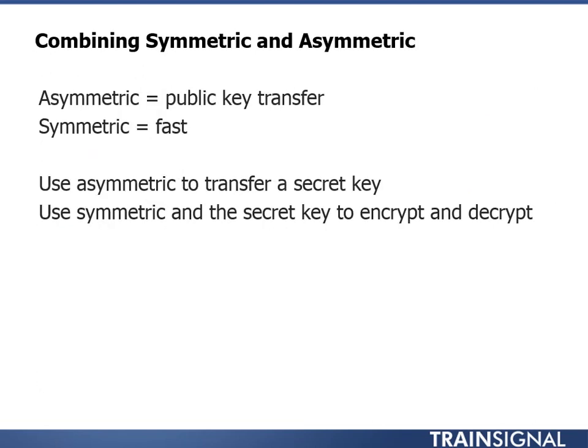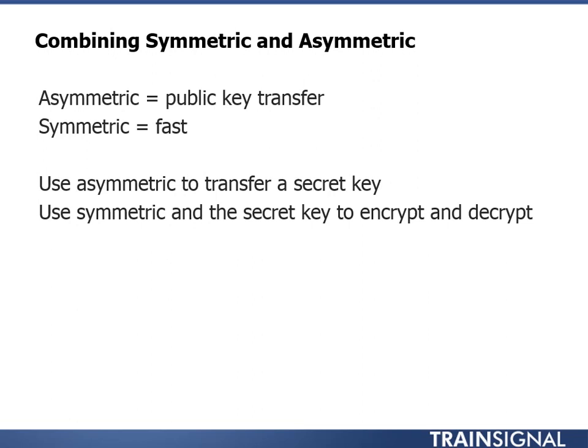To compare and contrast both asymmetric and symmetric cryptography, asymmetric allows for public key transfer. You don't have to worry about secretly transferring a password or anything, but it's really slow. Symmetric cryptography, on the other hand, is really fast, but you have this burden of key transfer. In practice, what protocols do is they take the best of both worlds. They use asymmetric cryptography to send a secret key.